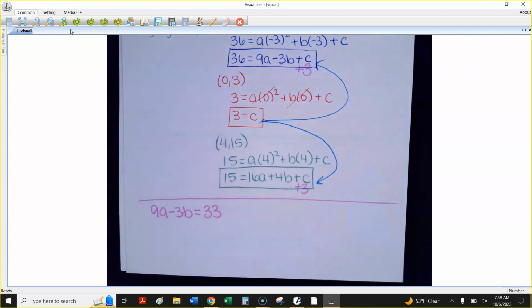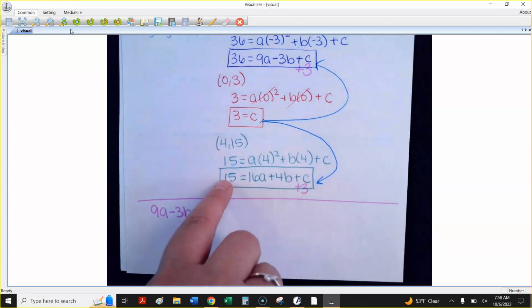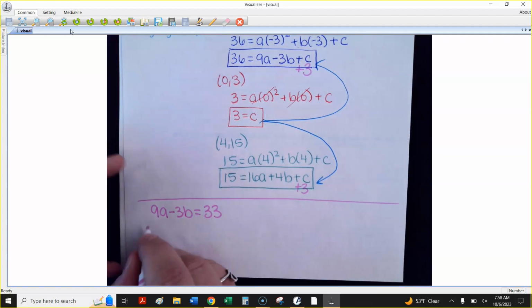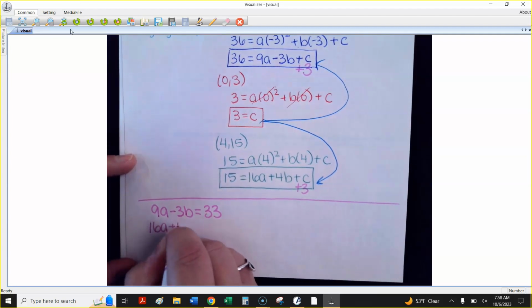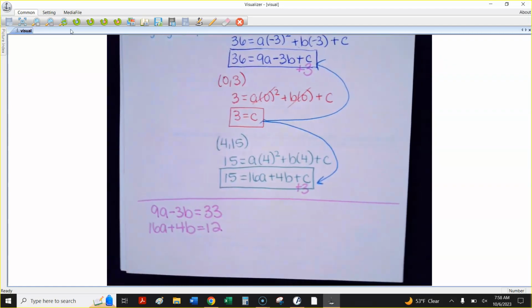Now, if I put in 3 for this one, I'm going to subtract it, so that 15 becomes 12. So I'm just going to write down 16a plus 4b equals 12. So I went from 3 equations with 3 variables to 2 equations with 2 variables. Does anybody know what we might do to keep going to figure out a and b? Now I have a little bit smaller system. Which variable do you want to get rid of, a or b?